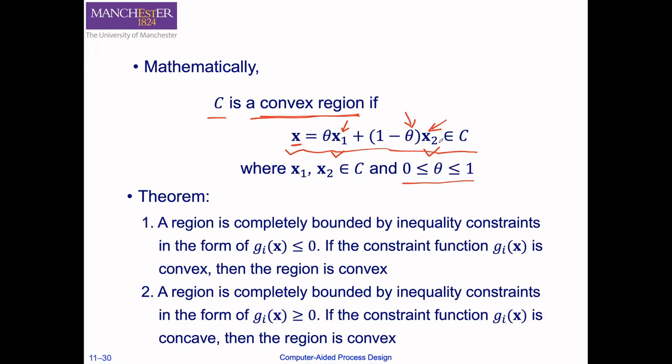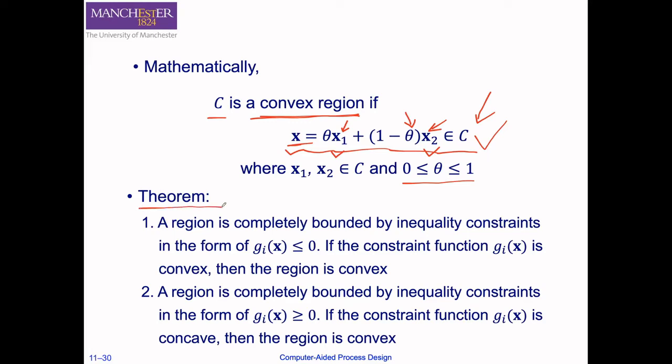Based on the definition of a convex region, any point x on the line segment between x1 and x2 should also belong to this region C. We can use this mathematical definition to check if a region is convex or not. However, this is not usually convenient. There is one convenient way that can be used to determine if a region is convex or not.